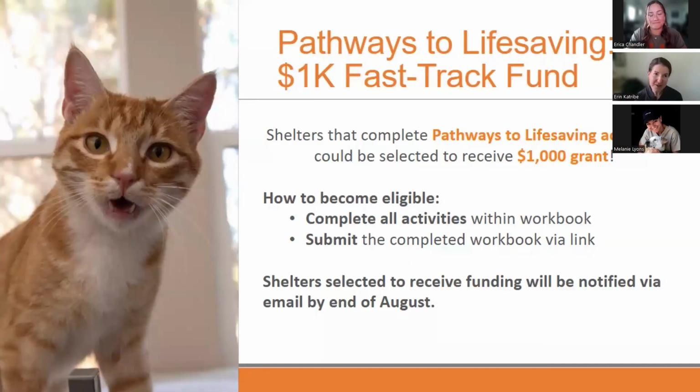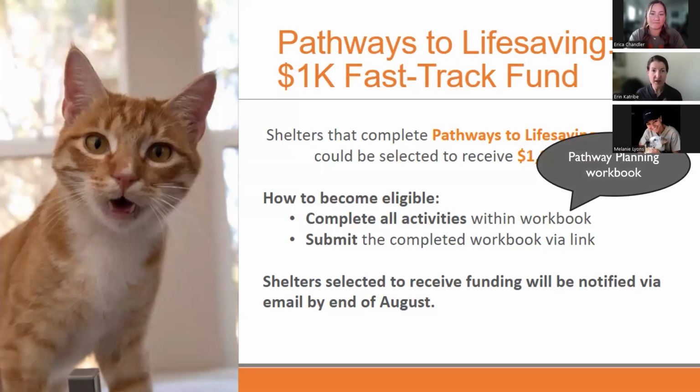I want all of you to remember, you heard before, we have this $1,000 fast track fund. And so for shelters that complete the workbook activities that were sent out previously, you could be selected to receive a $1,000 grant. And so complete all the activities in that Pathways to Lifesaving workbook and submit that workbook via the link. I want to call out, this is the workbook that you've already received. Your daily rounds workbook is separate. You don't have to finish the daily rounds workbook to be eligible for this.